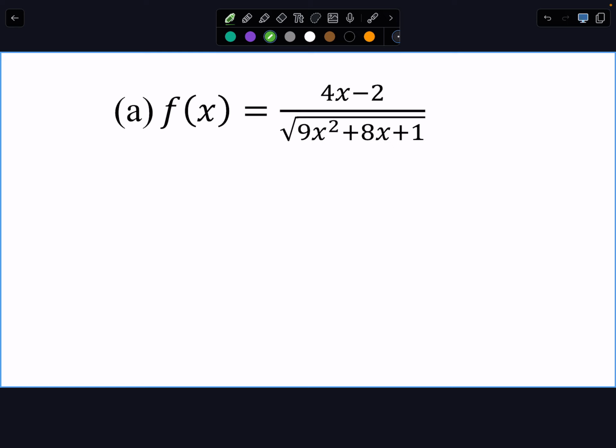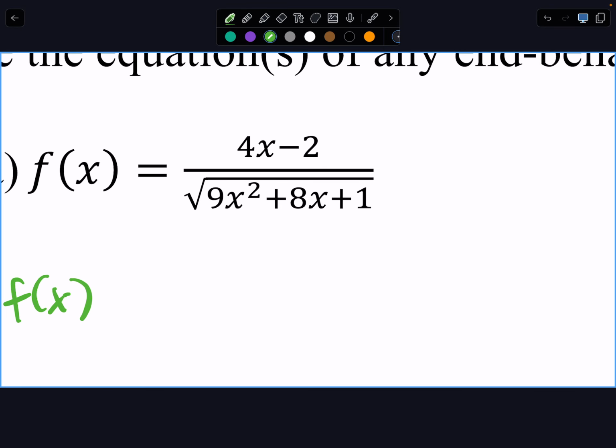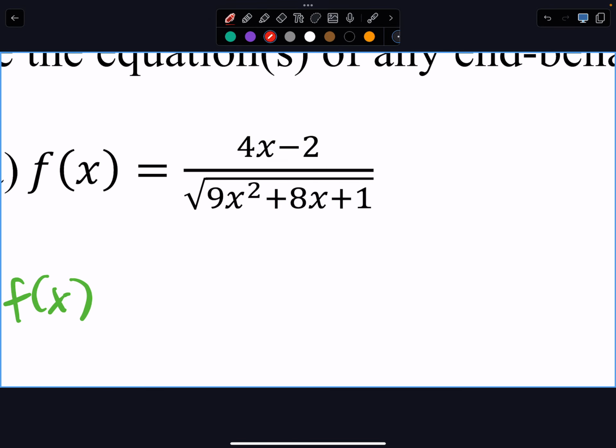This is not a polynomial function, right? Like this would be a radical function. If anything, a radical function composed with a polynomial function. So we want to determine the limit as x approaches infinity of f of x, as well as the limit as x approaches negative infinity of f of x. We are going to use the same sort of strategy of thinking about end behavior models.